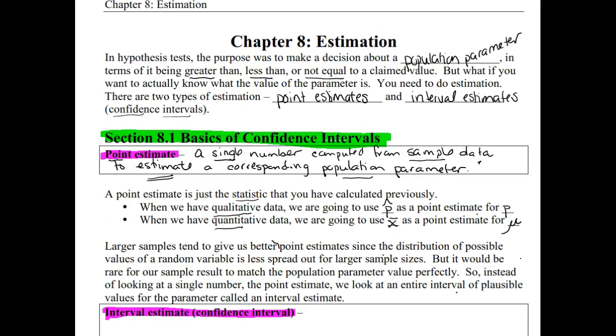Okay. So in Unit 1, we were introduced to x bar and p hat as statistics because they're a single number computed from sample data, so they meet the definition of a statistic. And now we're just giving them another name, a point estimate, because not only are they a single number computed from sample data, but now we're going to use them to estimate a population parameter.